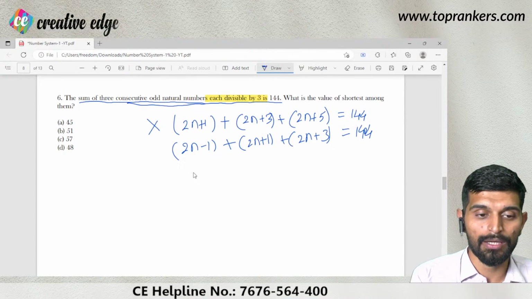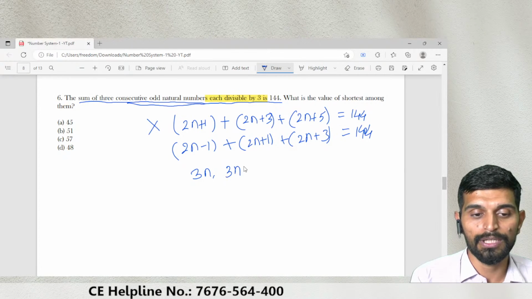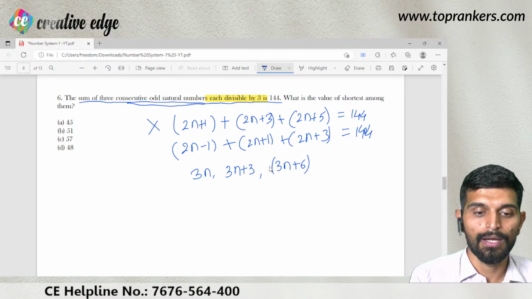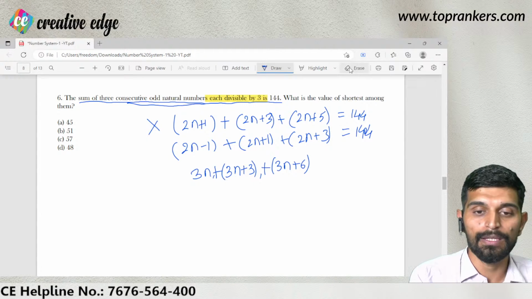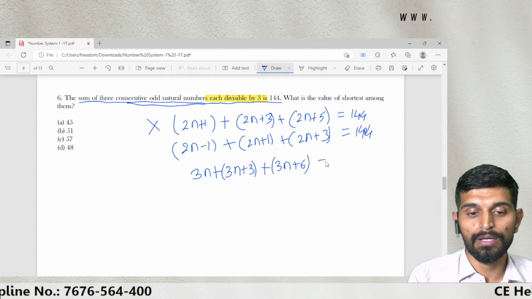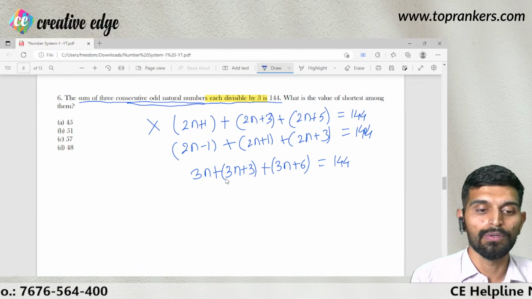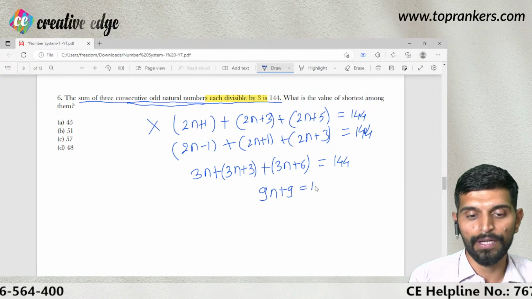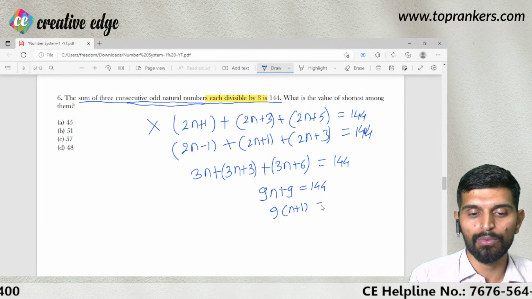So to make each number divisible by 3, the first number should be 3n, next number should be 3n plus 3, next number should be 3n plus 6, right? And the sum of these three will be correct as per our question. So the sum of these three is 144. So let's add them all. That will give you 9n plus 9 equal to 144, or take 9 common, n plus 1 equal to 144 divided by 9.